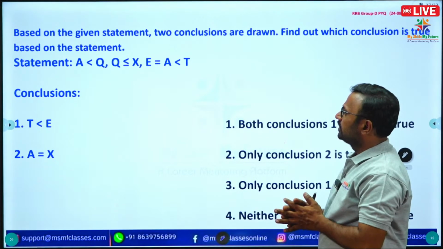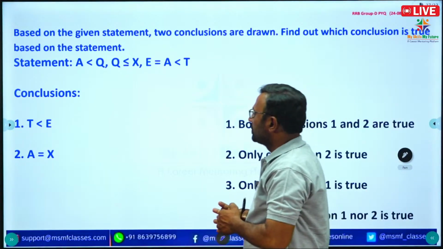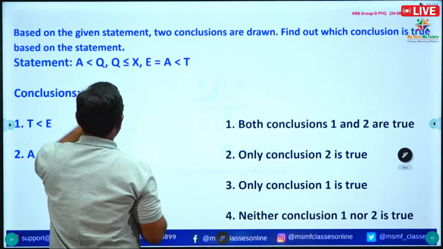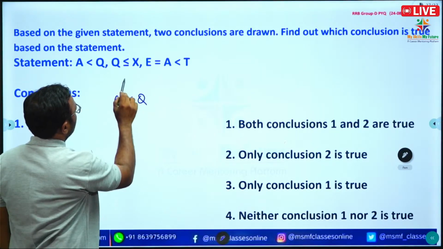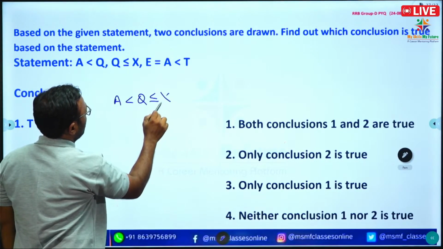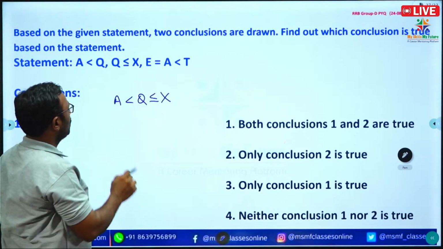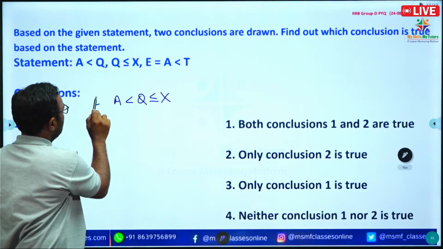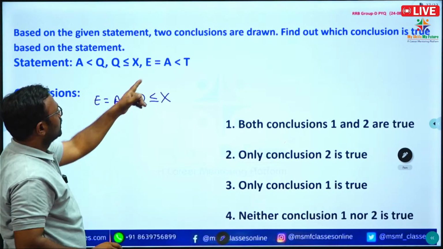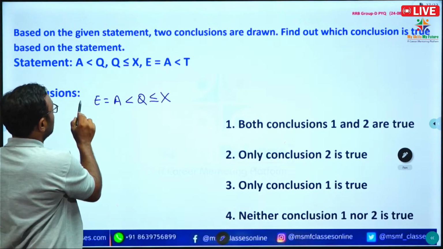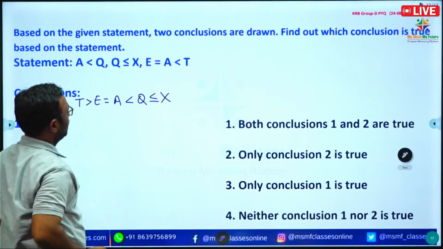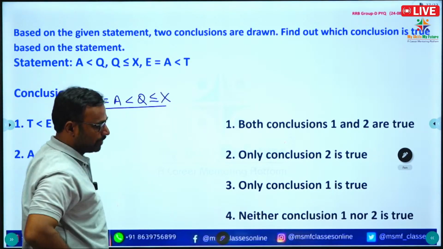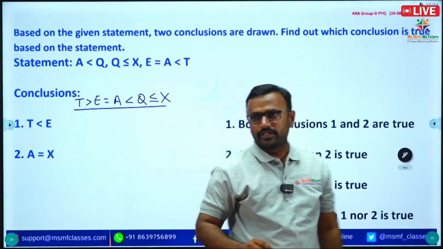Here see the question. An inequality question is given. The statement is A less than Q, Q less than or equal to X, E is equal to A. So A is less than T, which means T is greater than A is equal to E. So this is the statement we have.